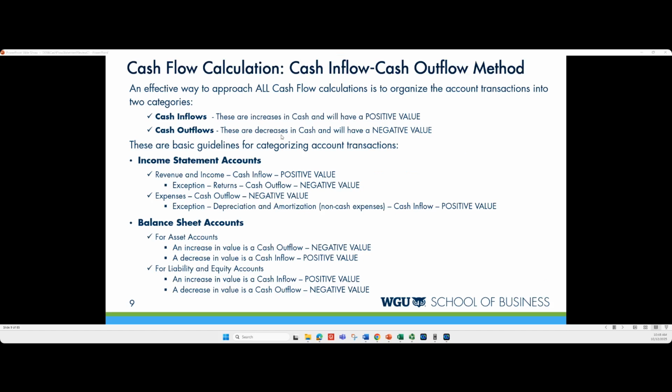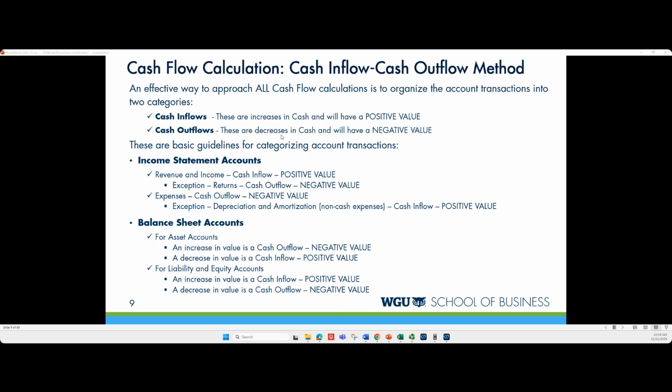Okay, that covers our income statement accounts. Now, when we get to our balance sheet accounts, for asset accounts, an increase in an asset account is going to be a cash outflow, a negative value. And we talked about some examples of that. We purchase inventory. We purchase a building. Anything we acquire in the form of an asset is going to cost us cash, and it's going to result in a negative value transaction.